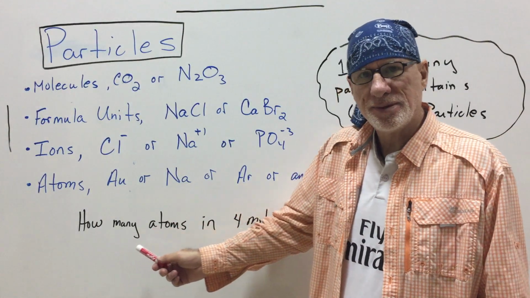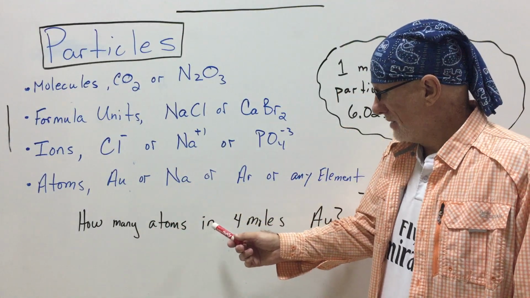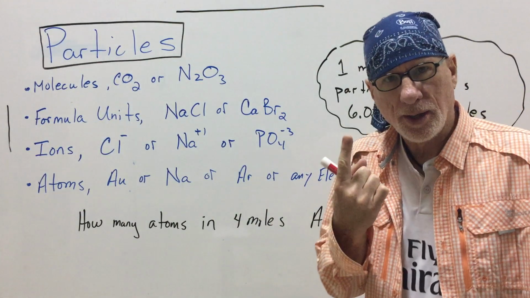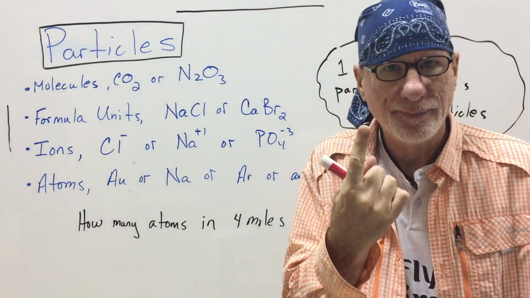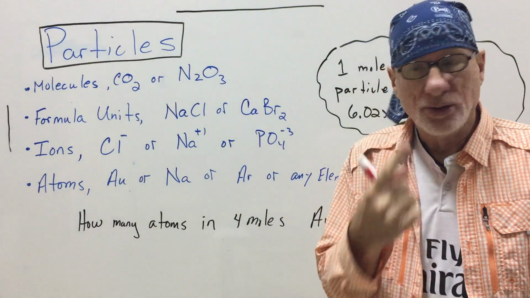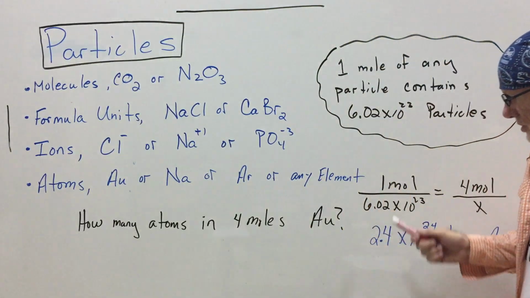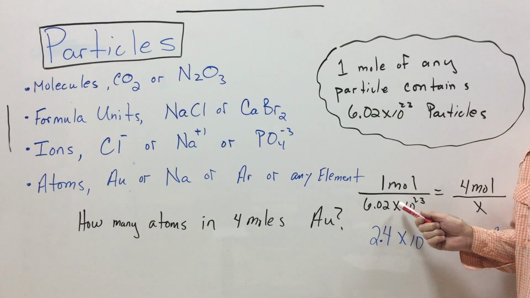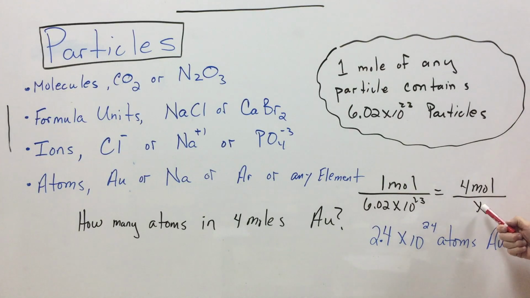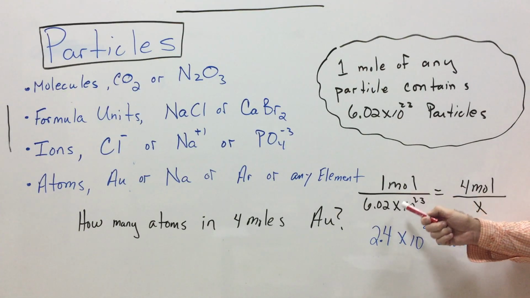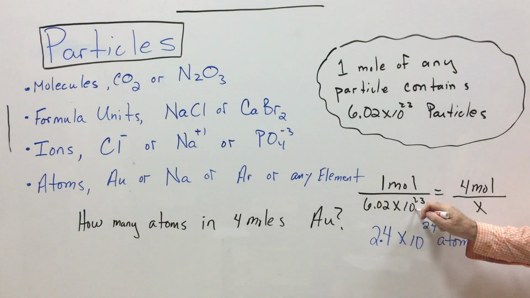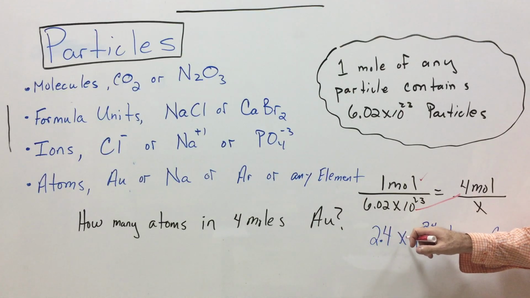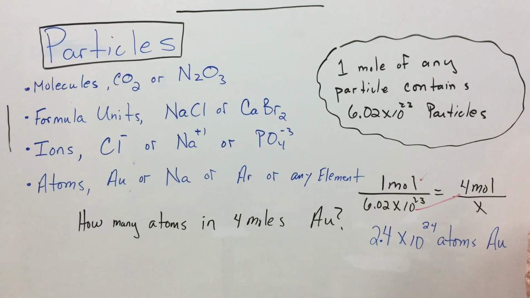How many atoms, that's the particle, how many atoms in 4 moles of gold? Au is gold. 1 particle, Au, 1 particle of gold, 1 atom of gold is Au. But how many are in 4 moles? So here's your ratio. 1 mole over 6.02 times 10 to the 23rd equals 4 moles over X. Solve. You cross multiply and divide. You're going to get 2.4 times 10 to the 24 atoms of gold.